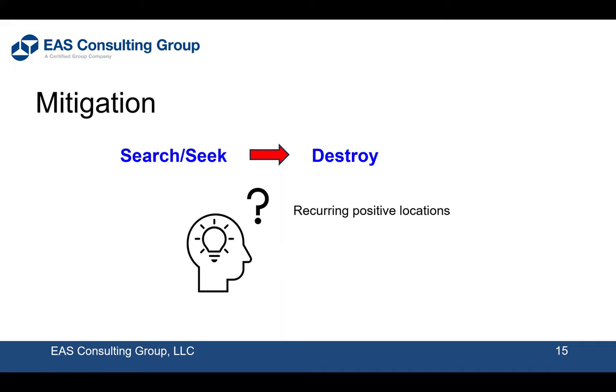But then, to me, when I look at a program, if I see that there are recurring positives in the same location or in proximity to each other, have you truly done mitigation of the pathogen? When you don't have any findings, is it time to reassess and shift your locations so you would find it if it's there? Ultimately, what you don't want is to have no findings in your EMP program, and then have a positive in your finished product.